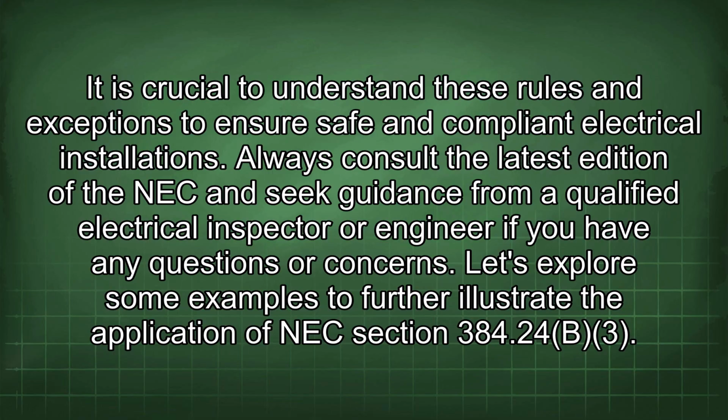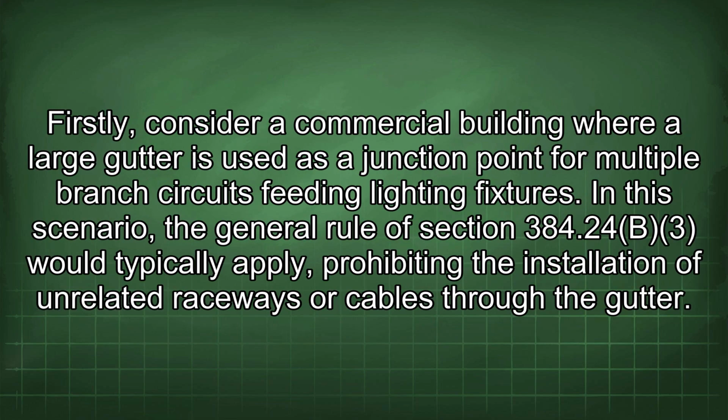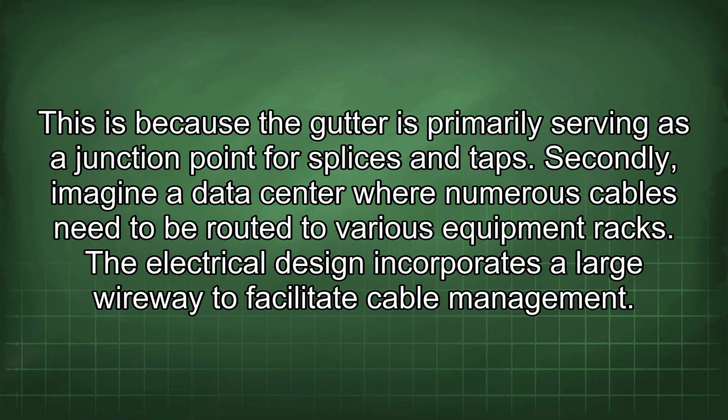Let's explore some examples to further illustrate the application of NEC Section 384.24(b)(3). Firstly, consider a commercial building where a large gutter is used as a junction point for multiple branch circuits feeding lighting fixtures. In this scenario, the general rule of Section 384.24(b)(3) would typically apply, prohibiting the installation of unrelated raceways or cables through the gutter. This is because the gutter is primarily serving as a junction point for splices and taps.